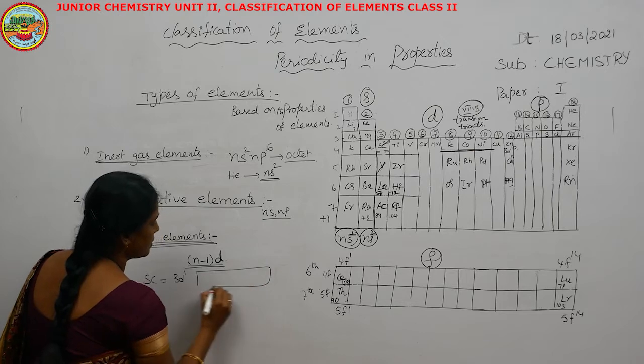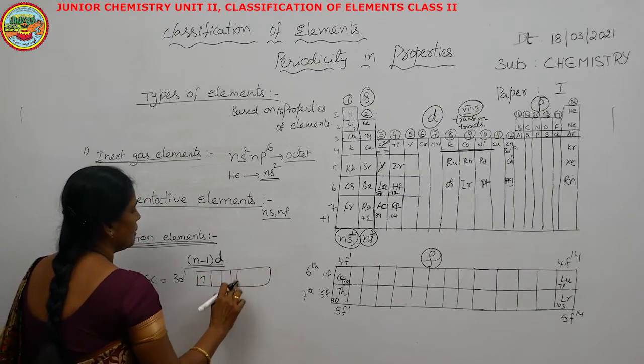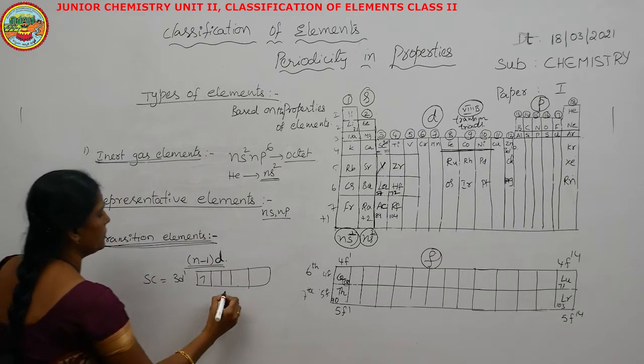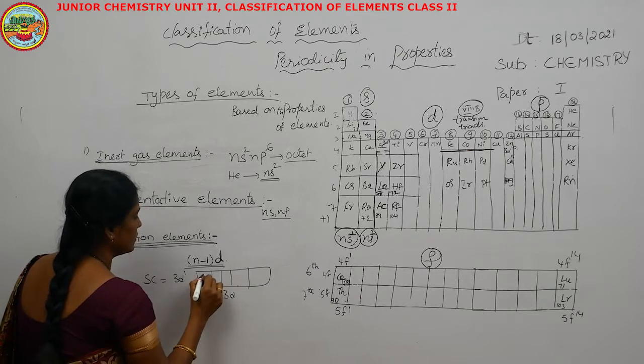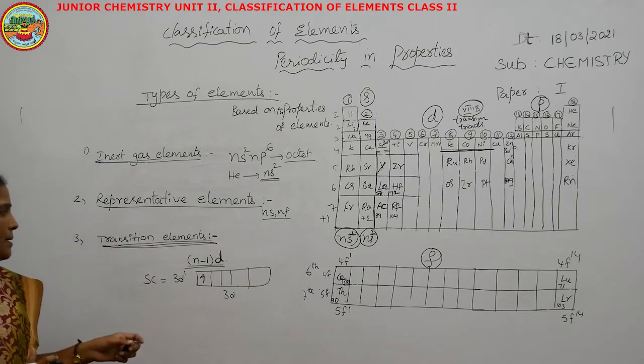If you consider scandium, 3d1 means only one electron is present. The remaining orbitals are all vacant. In the 3d orbital, there is only one electron. The remaining are all vacant.